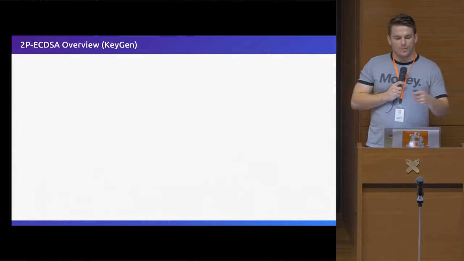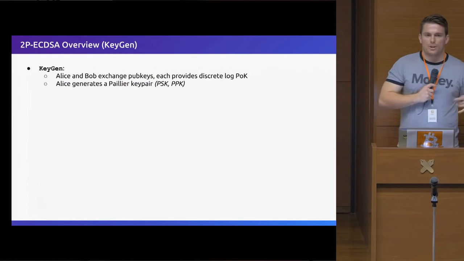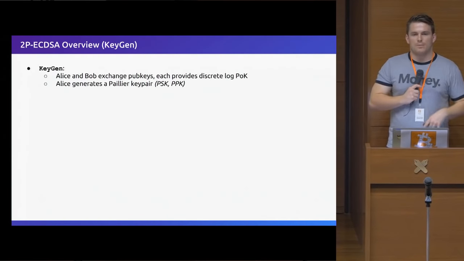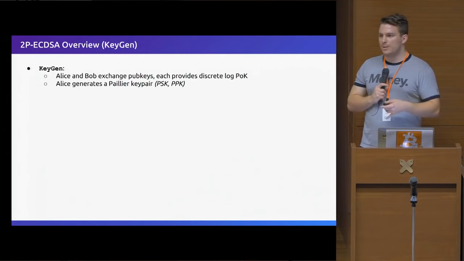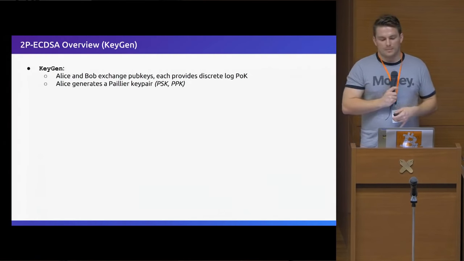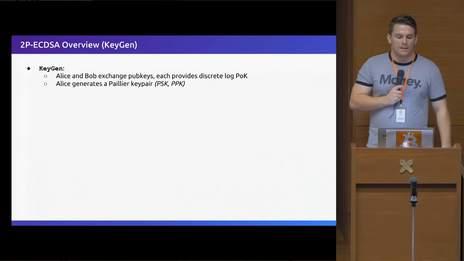So okay, here we go. Keygen. Basically, Alice and Bob are going to exchange their public keys and provide a proof of discrete log that each of them actually knows a secret key to that. So what we use here is a standard Schnorr signature, and that's a non-interactive proof that I actually know the secret key to these public keys.